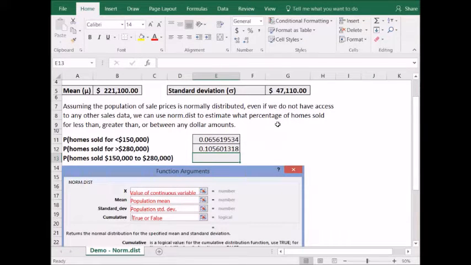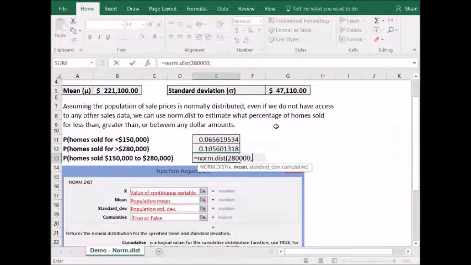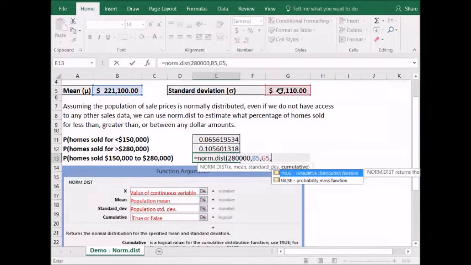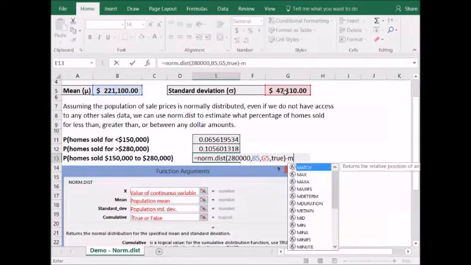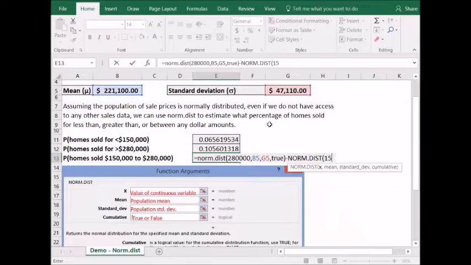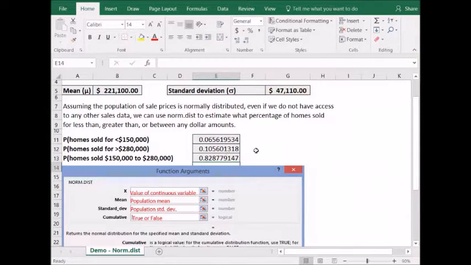Again, we can do the entire thing in a single cell, equals norm.dist, and we put in 280,000 for the x, the mean, the standard deviation, true, close parentheses, minus norm.dist, the x of 150, the mean, the standard deviation. I can double click on true, and it will insert it for me. Now when I hit enter, it's going to give me the area under the curve that falls between 150 and 280, which is about 82.9%.